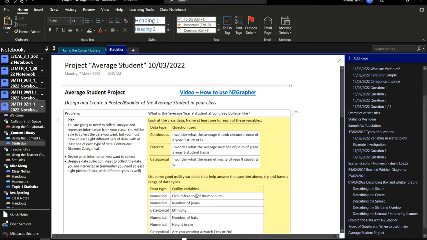Now, the second box. In the second box, all right, when it says data type, it means, is it numerical, is it categorical?